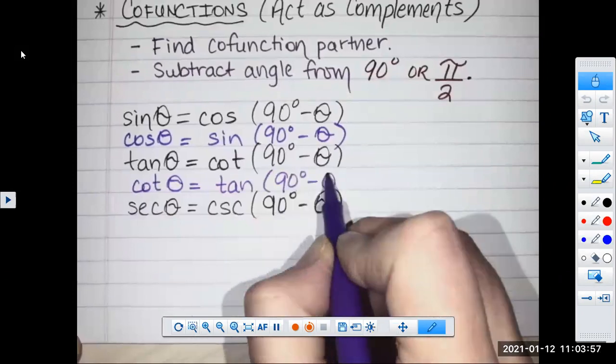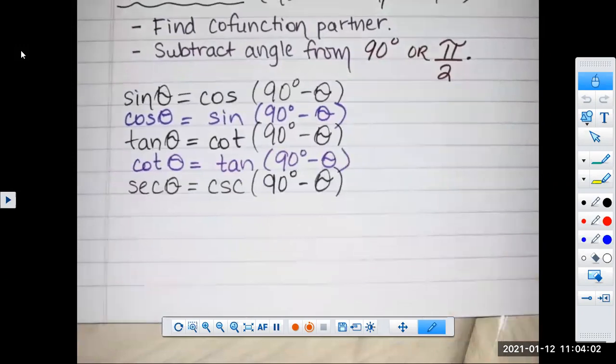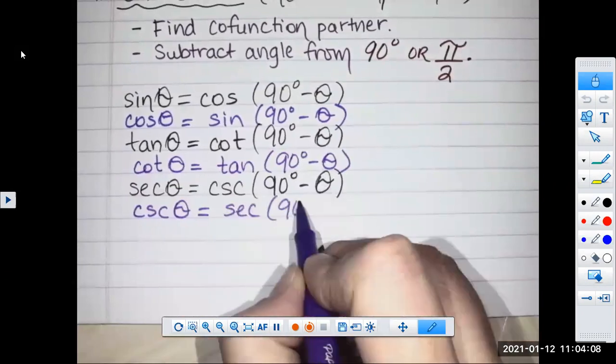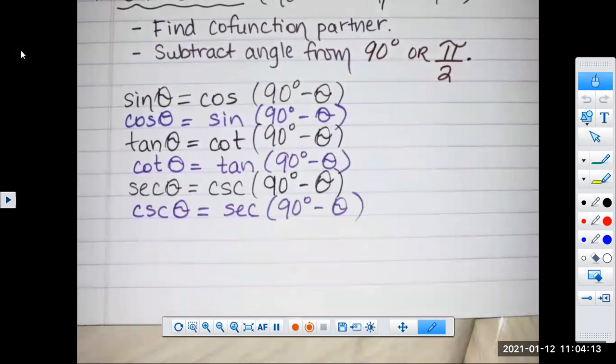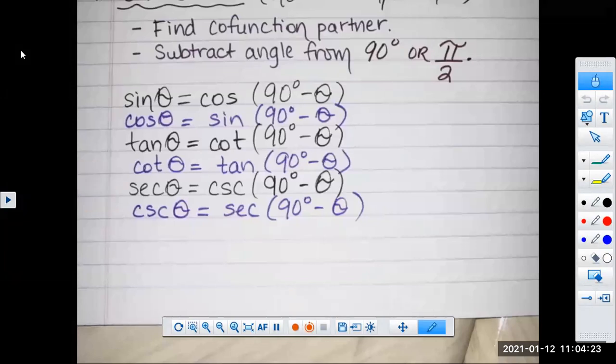What if your angle is in radian measure? What will you subtract from? You will subtract from pi over 2. So there's really 6 cofunction identities, but if you know which ones match up, sine, cosine, tangent, cotangent, secant, cosecant, you know all 6. Subtract your angle from 90 and put the other trig function.